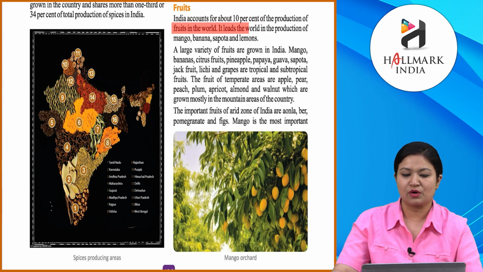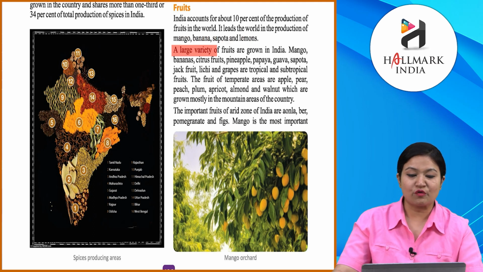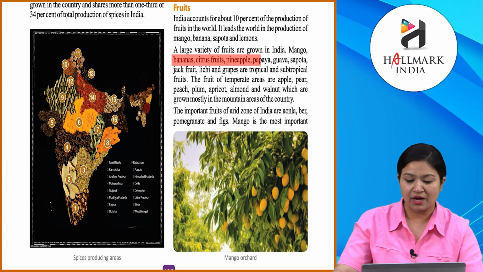Fruits. India accounts for about 10% of the production of fruit in the world. It leads the world in the production of mango, banana, sapota and lemons. A large variety of fruits are grown in India: mango, banana, citrus fruit, pineapple, papaya, guava, sapota, jackfruit, lychee and grapes are tropical and subtropical fruits.